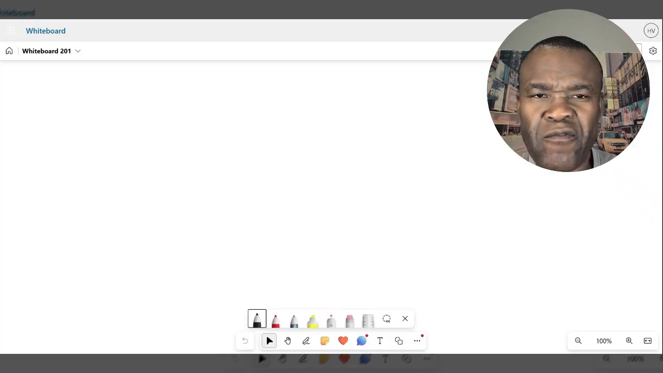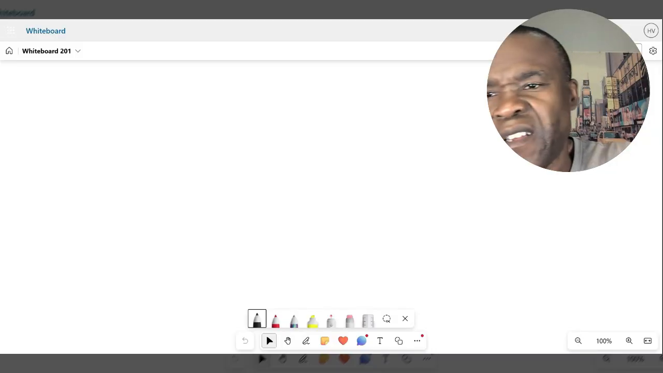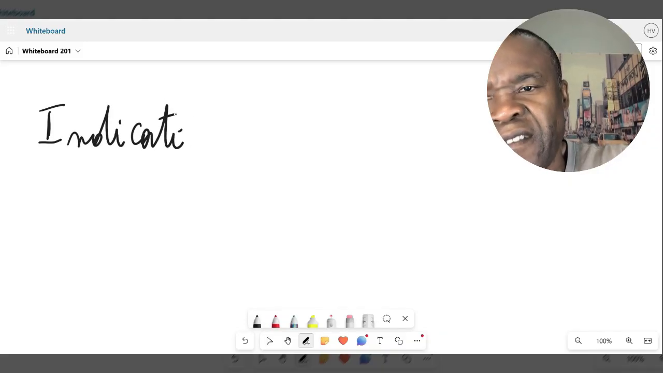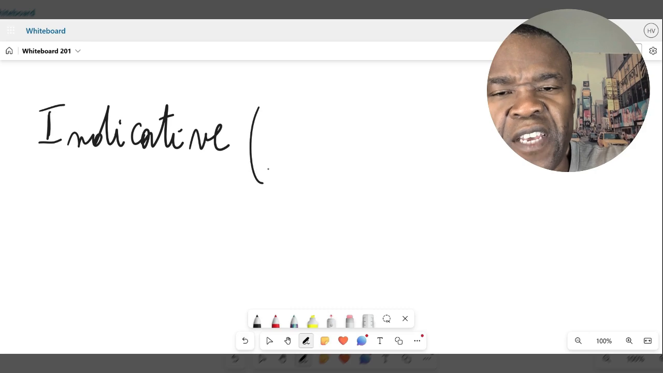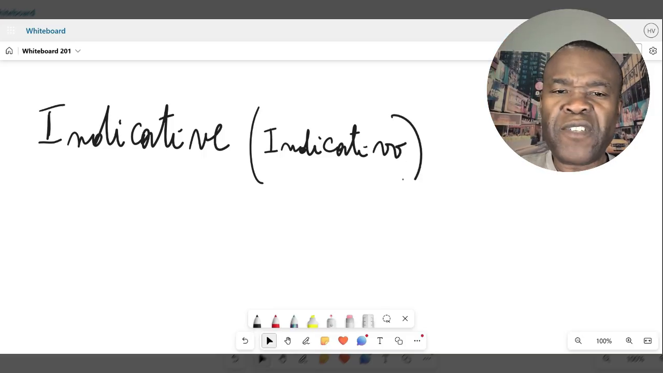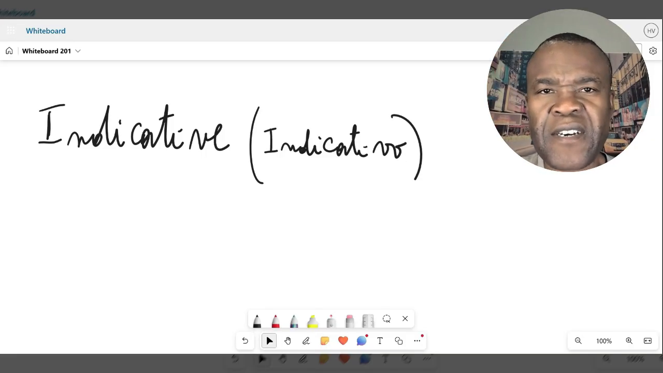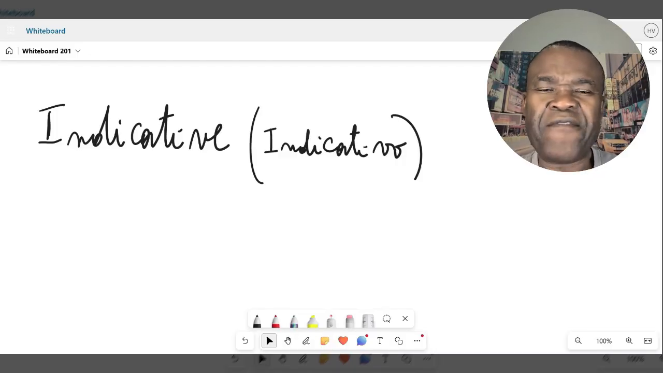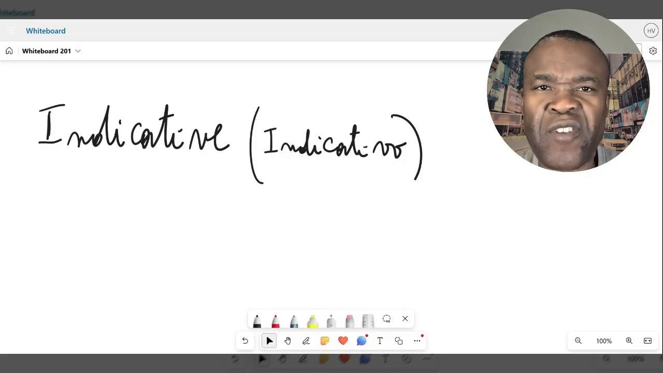The indicative mood, called el indicativo in Spanish. I call this mood the mood of assertion. That's when the speaker asserts the action of the verb. That's when the speaker asserts the information that he or she is presenting as true, as fact.